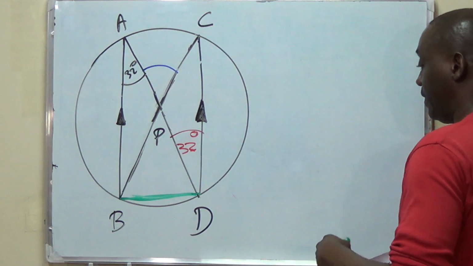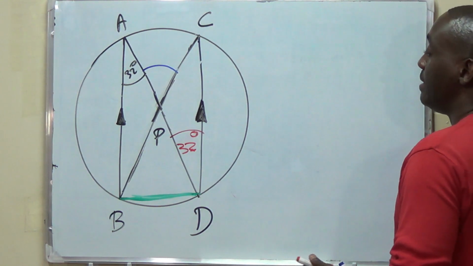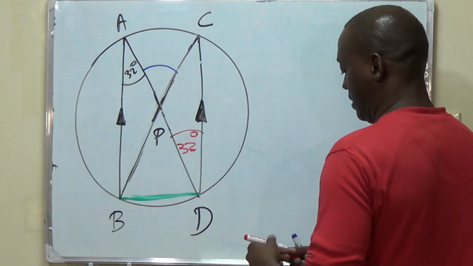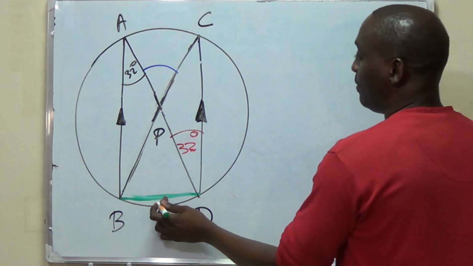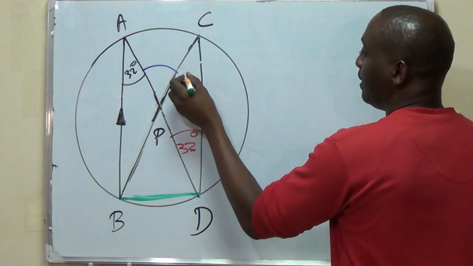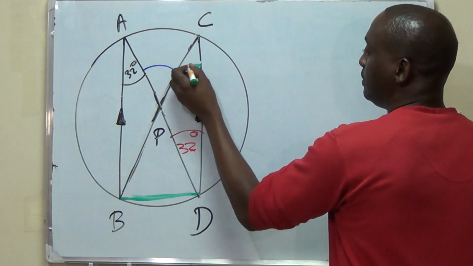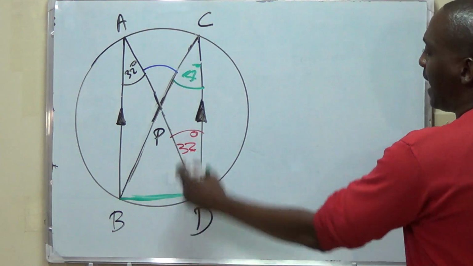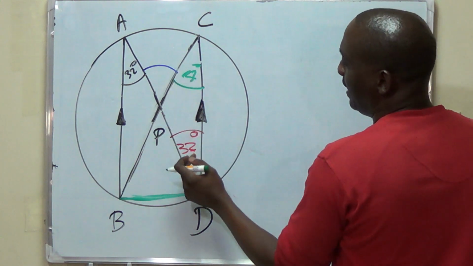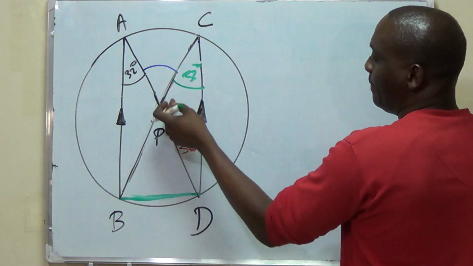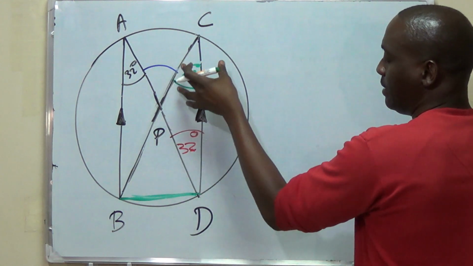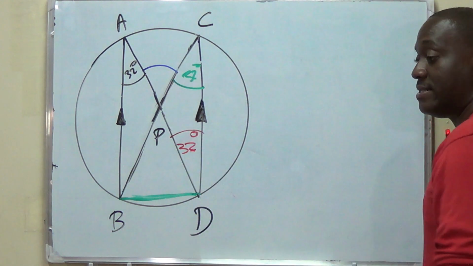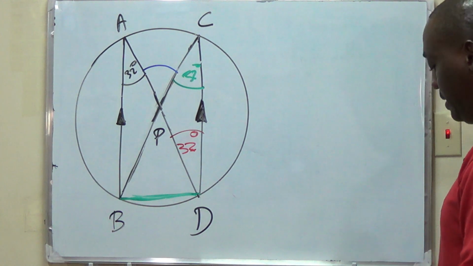So therefore, this angle here, and I'm going to put it in green just to emphasize that it is subtended by the chord here in green, would also be 32 degrees. And if this angle is 32 and this angle is 32, then this angle here we could find by using the fact that the angles in our triangle add up to 180 degrees.